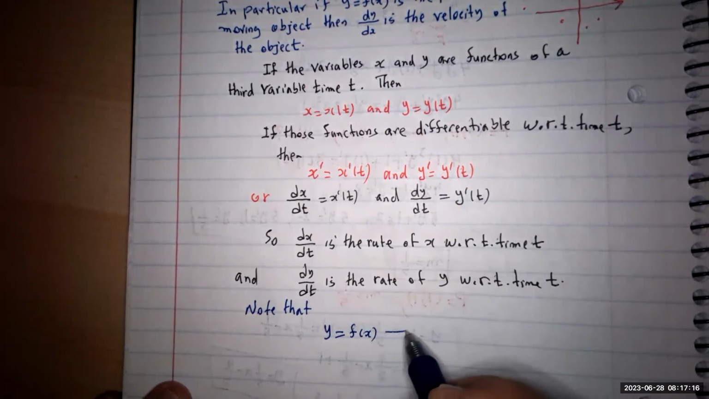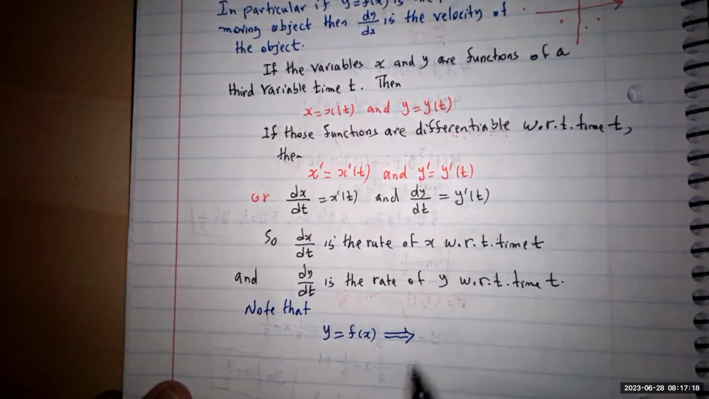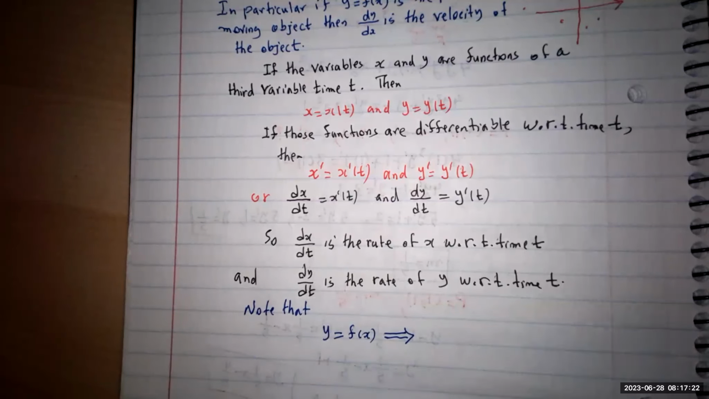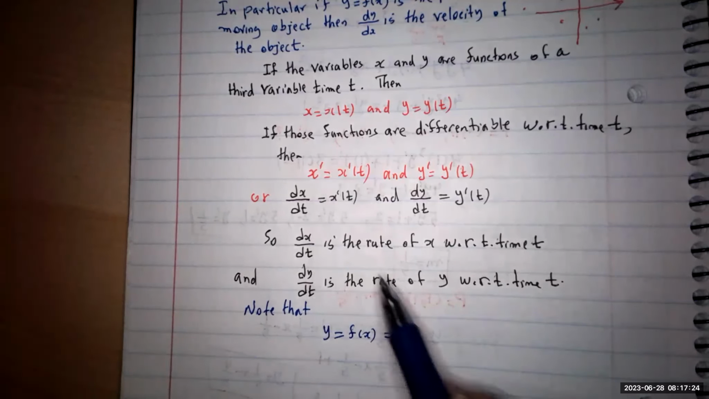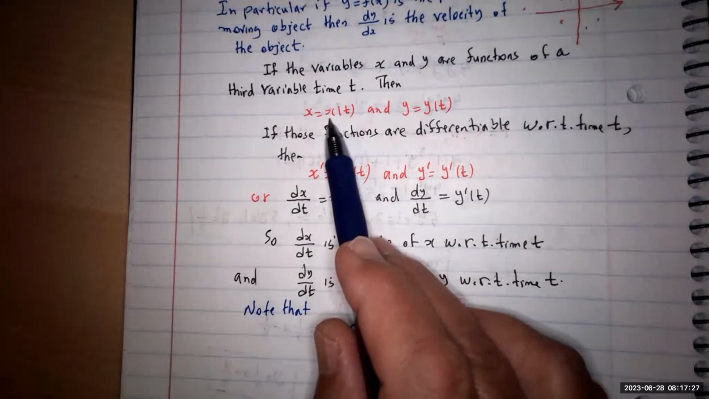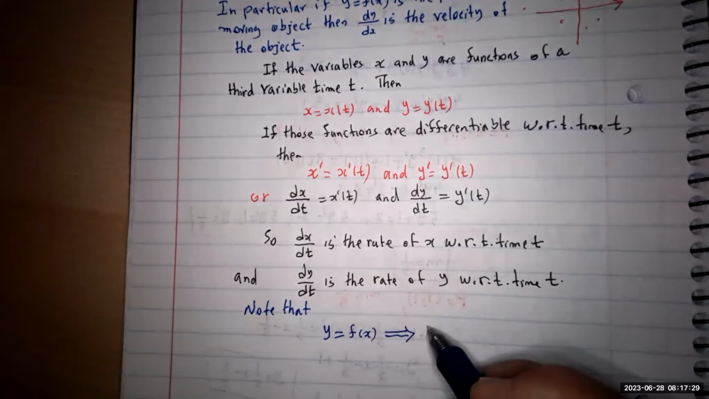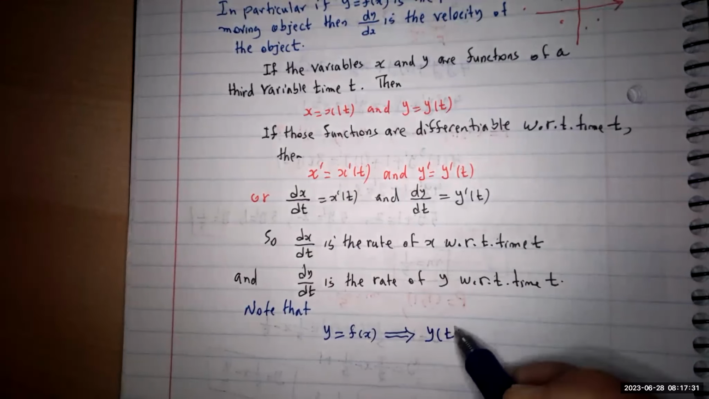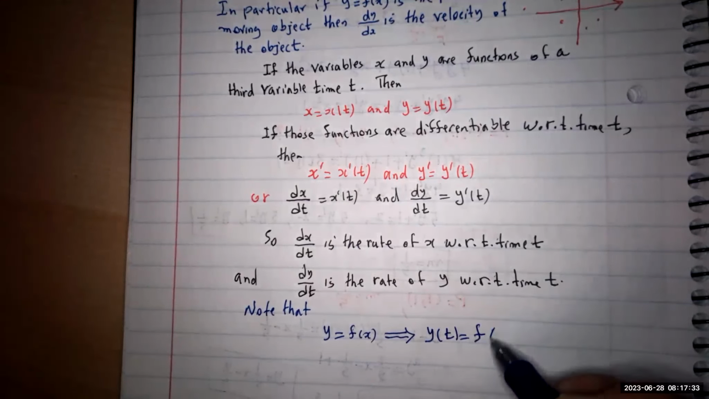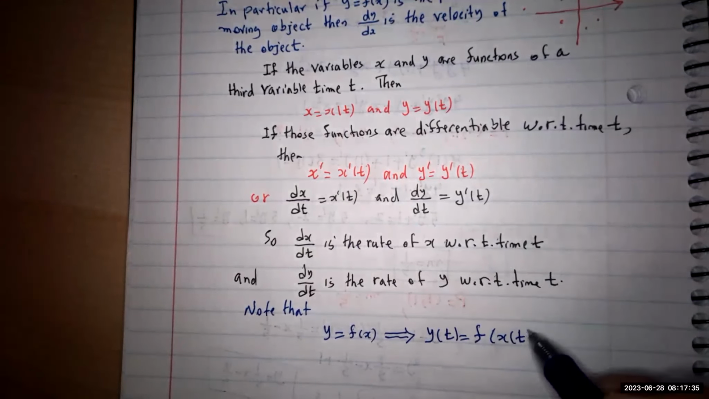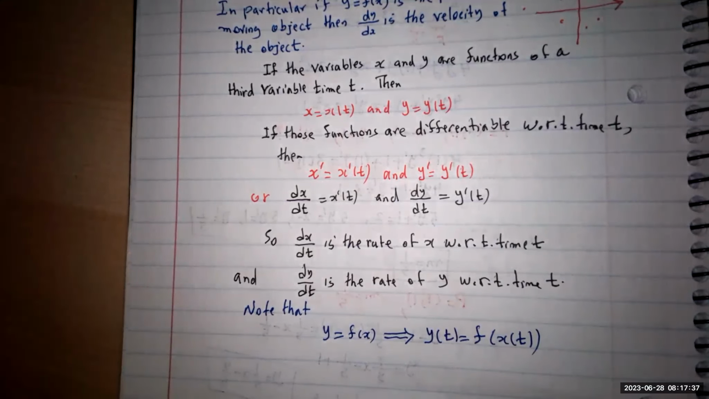But now this is going to be a new one, because your x is a function of t and the y is a function of t. So if you substitute for x, the result would be a function of t. So you are going to have y of t equal to f of x of t. That's going to be the relationship this time. Now we can differentiate this one.